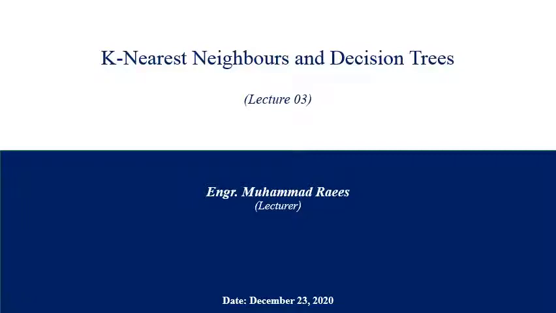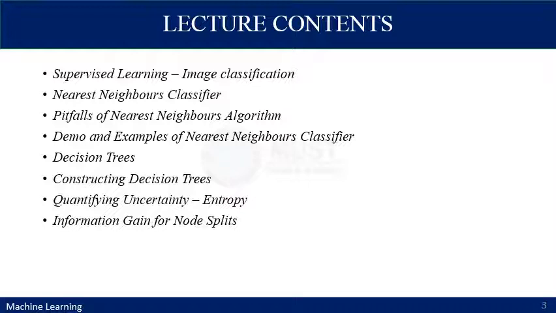This is lecture 3 of machine learning, which will comprise a discussion of the nearest neighbors algorithm and decision trees. As with the previous lecture, we have some fundamental concepts about supervised learning, and we are going to continue our discussion with the same concept. However, this time we are going to use the examples of image classification for both of our desired tasks.